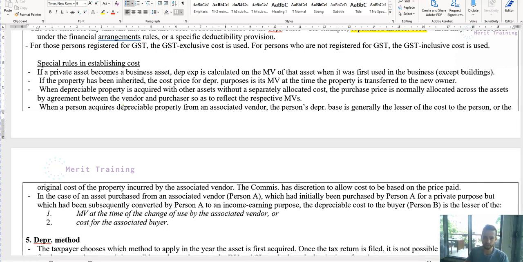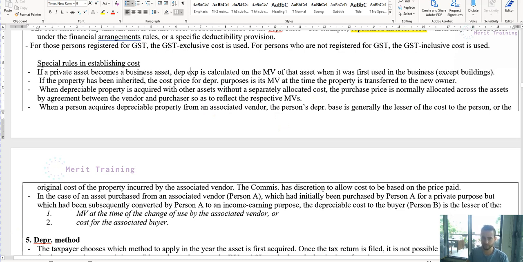When a person acquires depreciable property from an associated vendor, i.e. someone who is related, whether by a business or common shareholding or a family member or spouse, etc., the person's depreciation base is generally the lesser of the cost to the person or the original cost of the property incurred by the associated vendor. The Commissioner has discretion to allow cost to be based on the price paid.